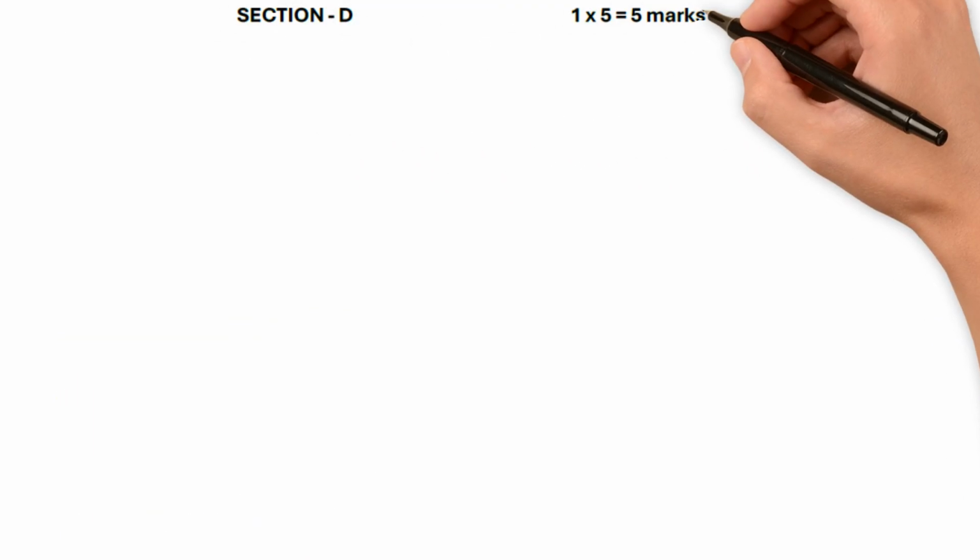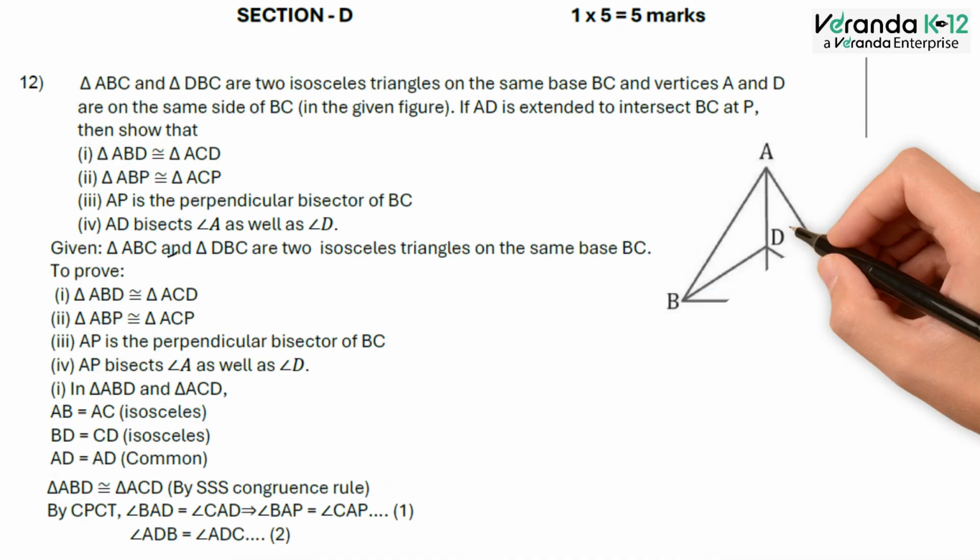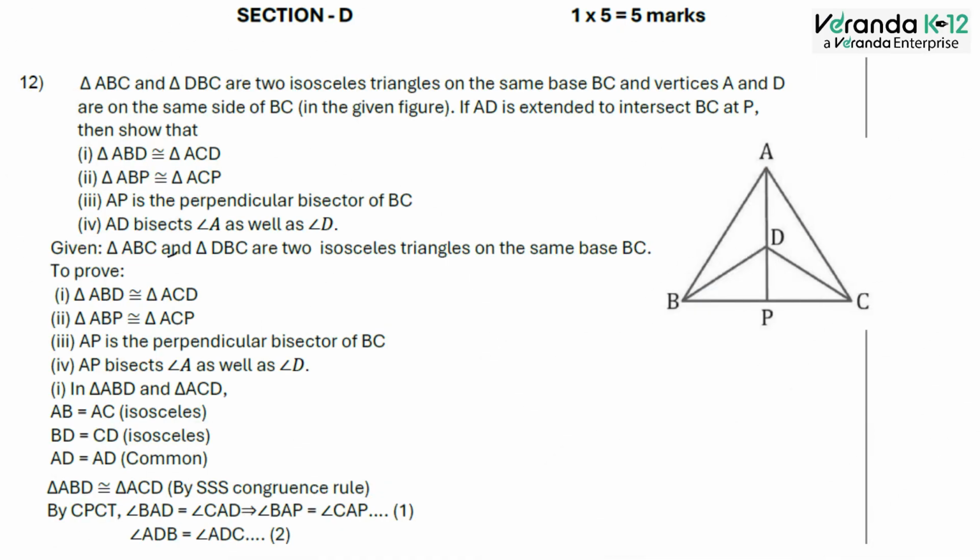Then section D, 5 mark question. Triangles ABC and DBC are two isosceles triangles on the same base BC, and vertices A and D are on the same side of BC. So this vertex and this vertex they are talking about.